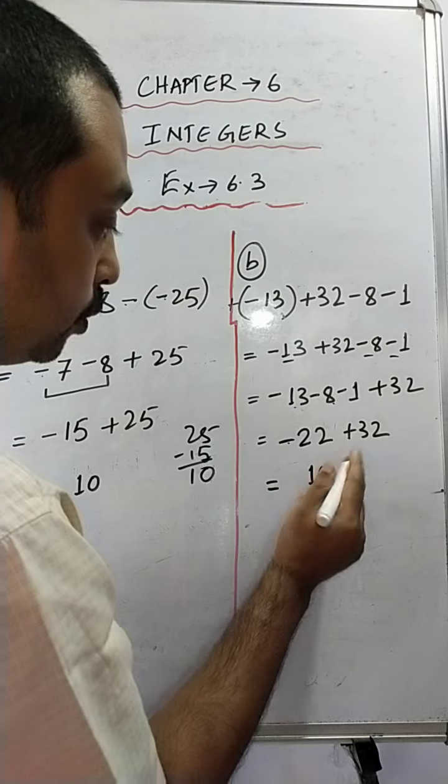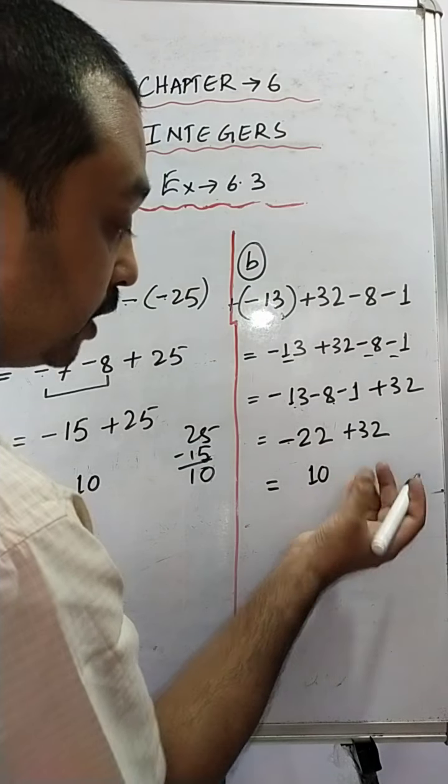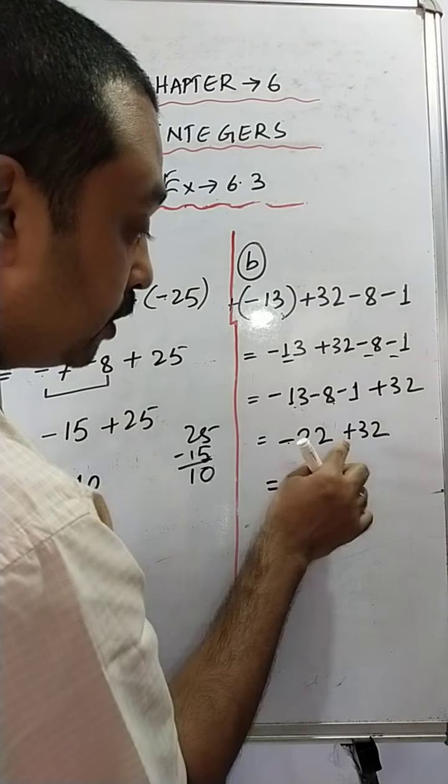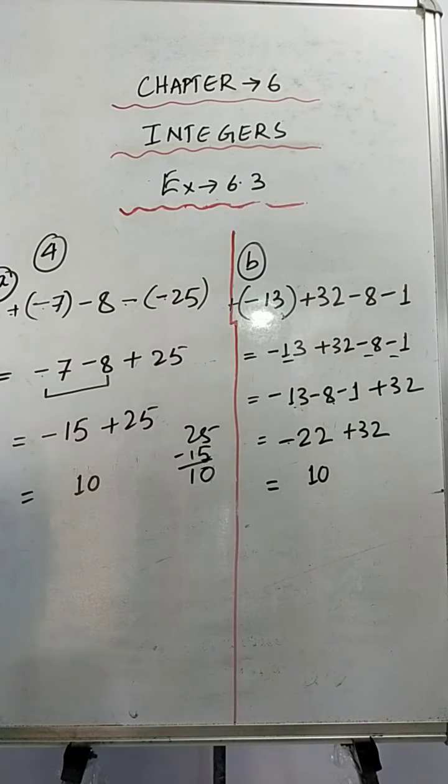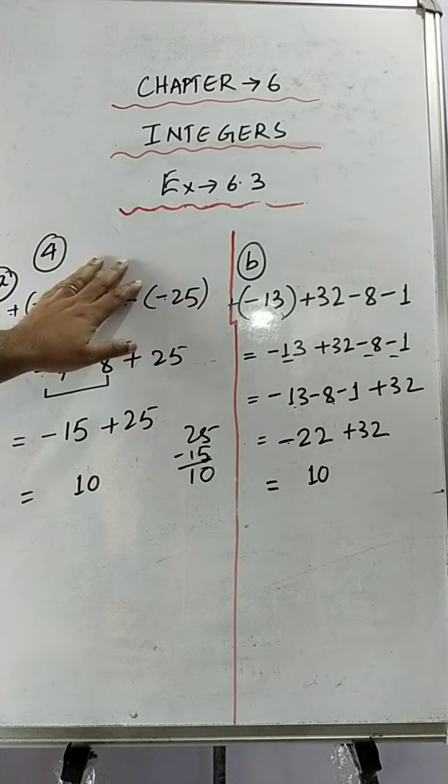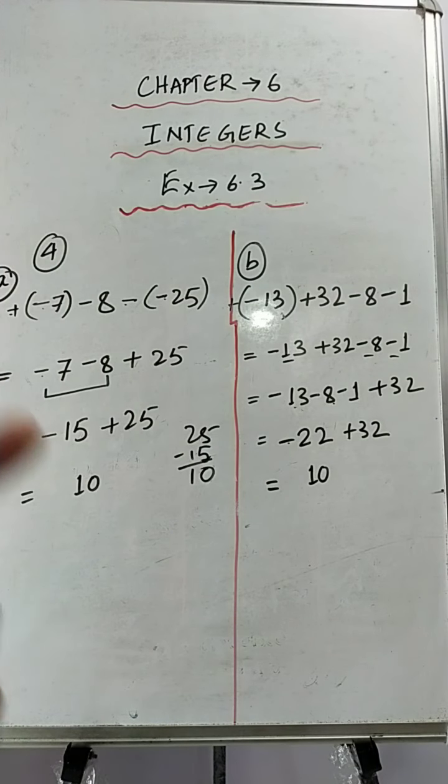Now which sign do we have to put? So we have to see which number is greater. 32. And 32 is carrying which sign? Plus. So your answer would be plus 10. Okay, so this is the solution of sum number A and B of question number 4. Sum number C and sum number D would be your homework, students.